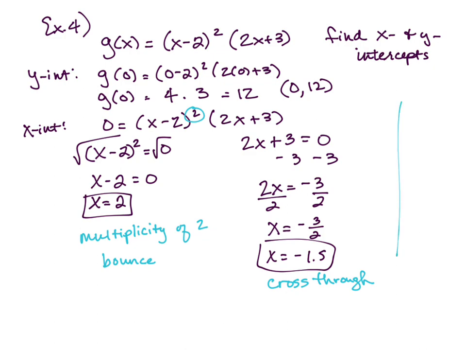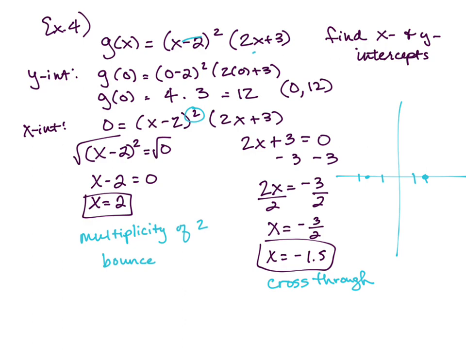Okay. All right, so if we were going to graph this one just really quickly, we can tell that at x equals 2, it's going to bounce, and at x equals negative 1.5, it's going to cross through. What's my degree on this one? 3. Degree would be 3 if I multiplied it all out. You've got x squared here, and you've got an x here. When you multiply it out, your degree is going to be 3. So it's odd.